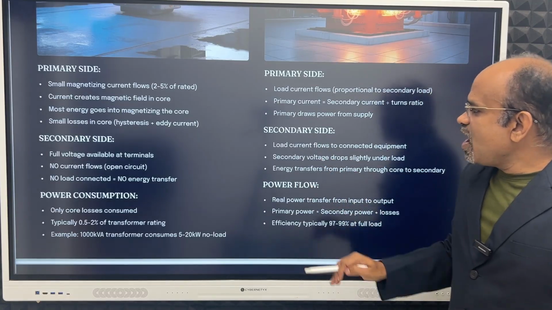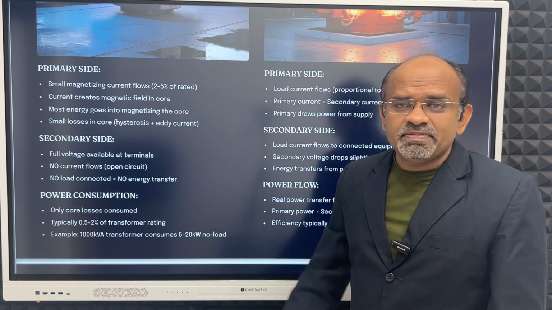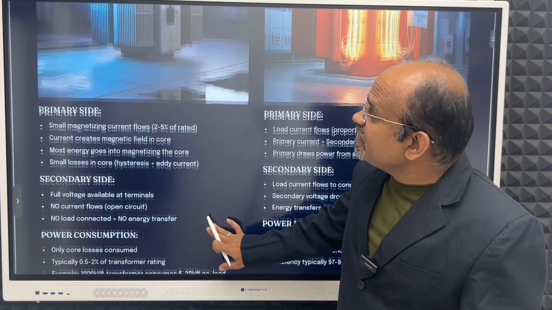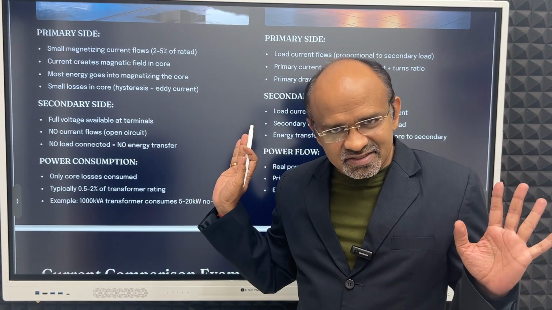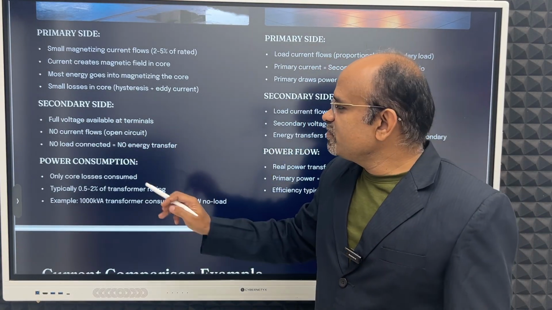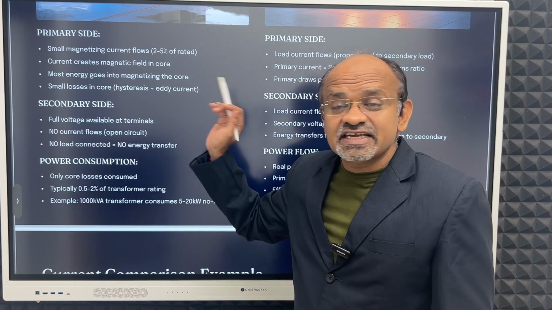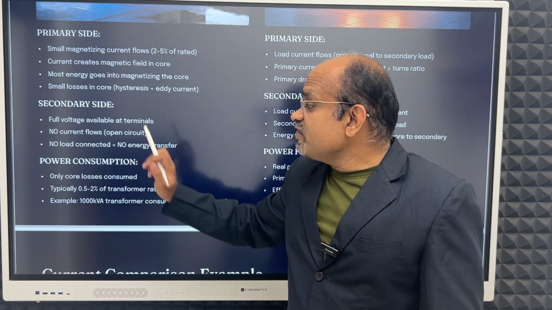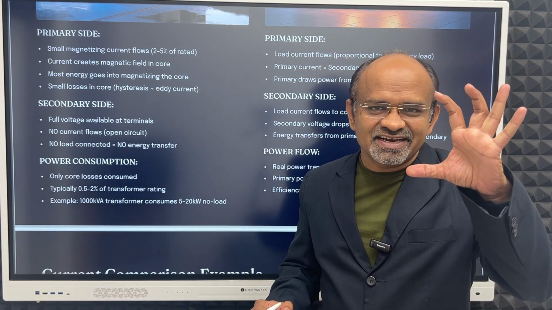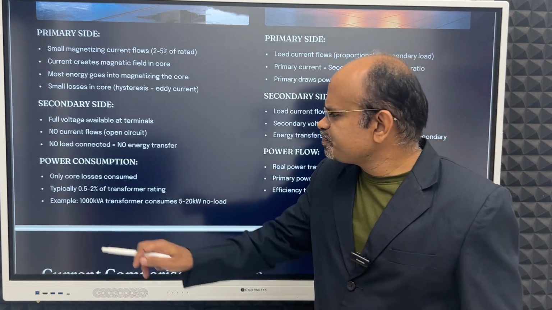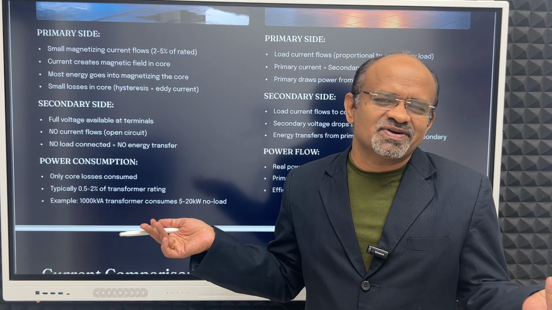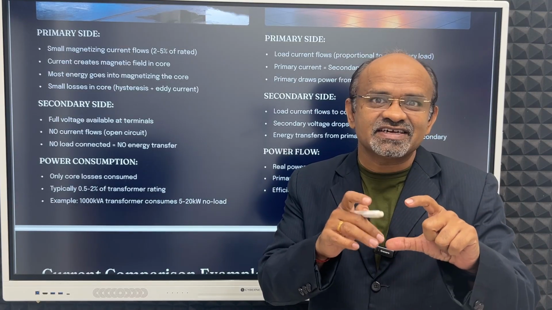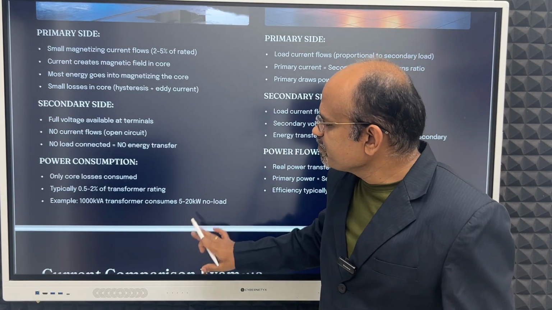Now we'll see what happens to the secondary side when it is on no load. Full voltage is available at the terminals. At both terminals, full voltage is available. At the secondary, no current flows because it is an open circuit. There is no closed loop. No load connected, no energy transfer. Obviously, how will energy transfer? Because no load is connected.